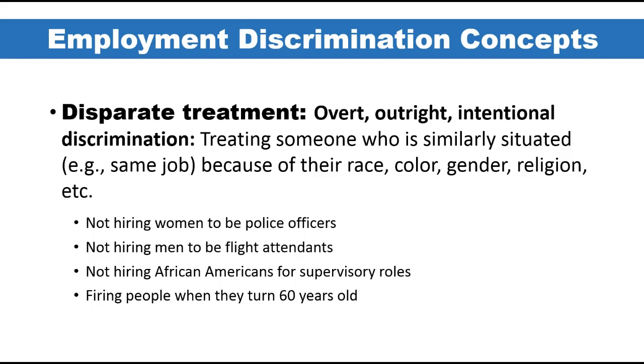And so examples of this would be not hiring women to be police officers, right? That's just outright discrimination, because women can be equally good police officers. Not hiring men to be flight attendants. Not hiring African Americans for supervisory roles. Firing people when they turn 60 years old because you think, oh, they're going to be too old to be able to do the job. That's just outright, overt, intentional discrimination. That's what disparate treatment is: to treat an individual based on their particular protected group status, whether it be race, color, gender, religion, and the like.